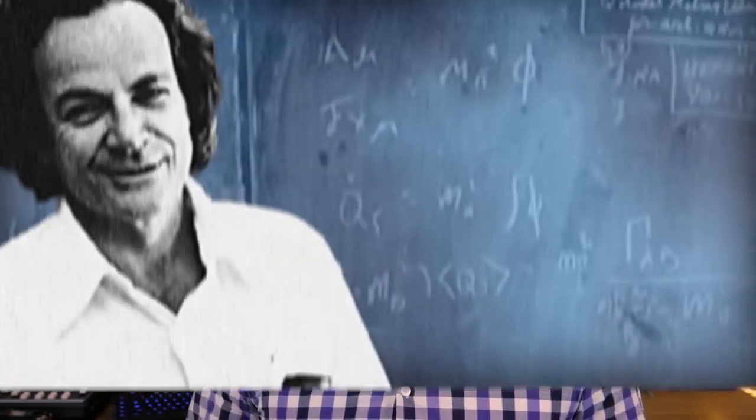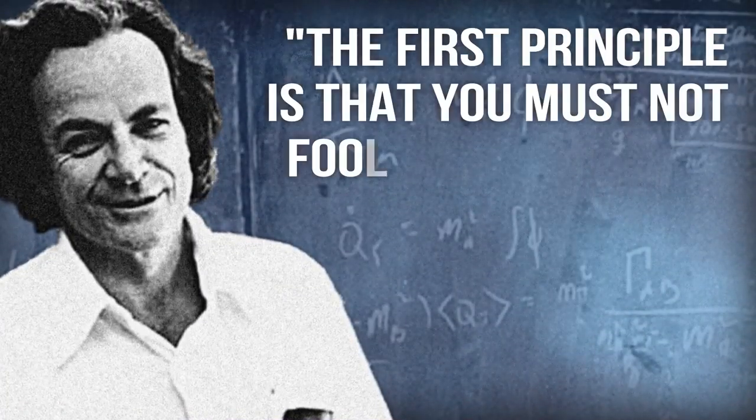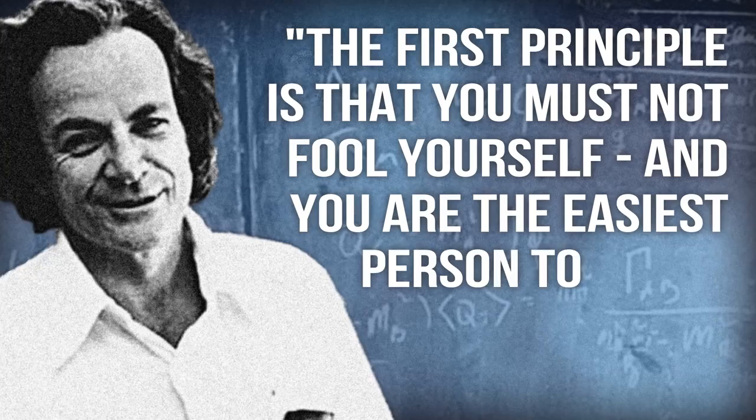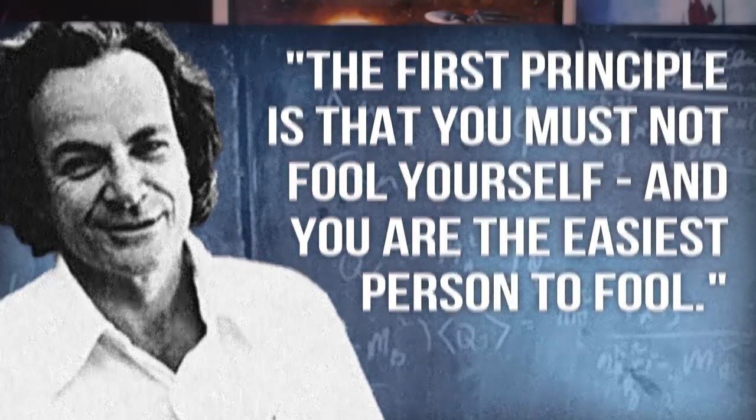As Feynman himself said, the first principle is that you must not fool yourself. And you are the easiest person to fool. The ultimate way to ensure that you actually understand all the little nitty-gritty details of a concept in your head is to explain it to someone else, or to at least pretend you're doing so. And that is the crux of the Feynman technique. So let's get into it.